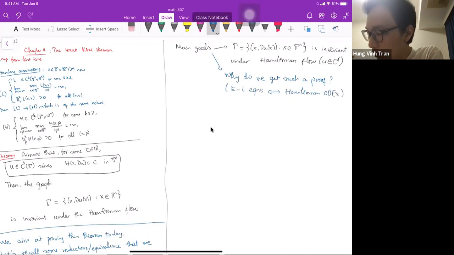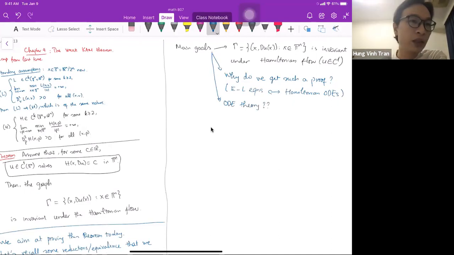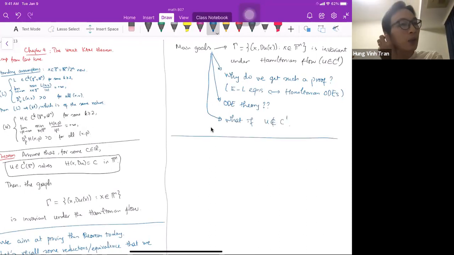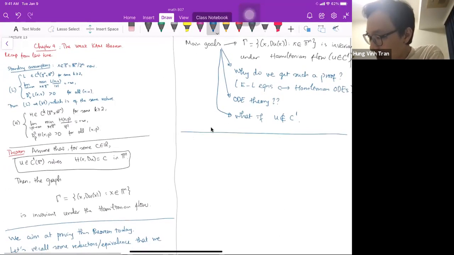And then I want to discuss the third point, which is about ODE theory. There are some hidden subtleties that I want to discuss. And eventually, the last point is rather quick because we're not yet going to go too deep into that. It's about what if our solution U is not C1. Again, this last point is going to be rather vague and brief for now. We focus on it later.